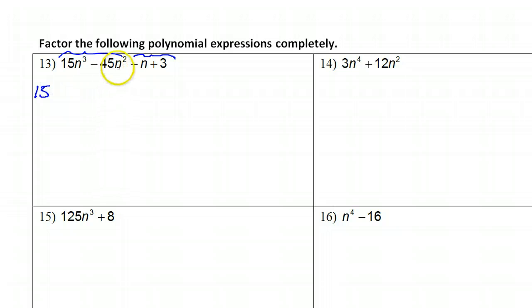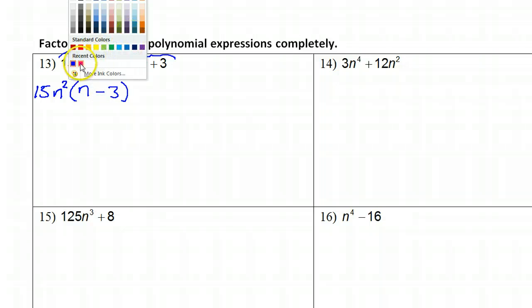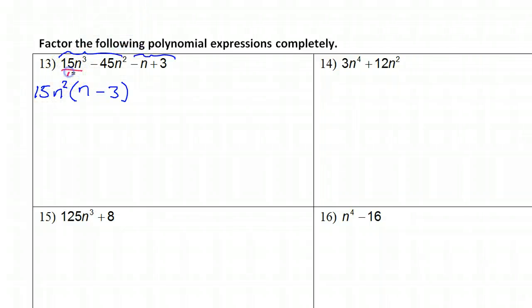So here I go. I'm going to have 15 and then n squared, not just n. The lower amount of variables here is n squared, so I need to pull out n squared. It has to be the most possible. So that's going to leave behind n minus 3. If you had any question about that, what I'm doing is I'm dividing by 15n squared. These n squareds cancel out. 45 divided by 15 is 3. n to the 3rd divided by n squared is n. So that's what's really happening here.